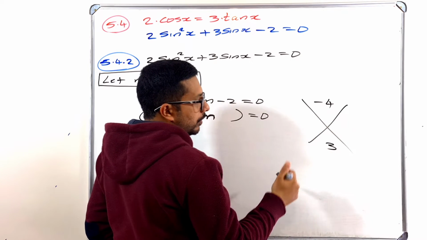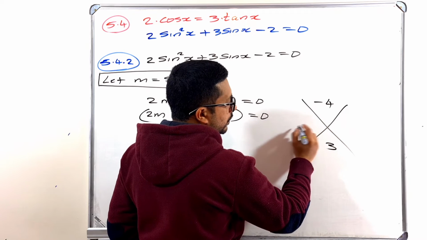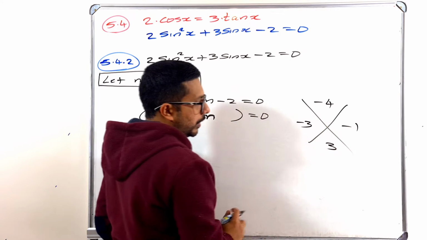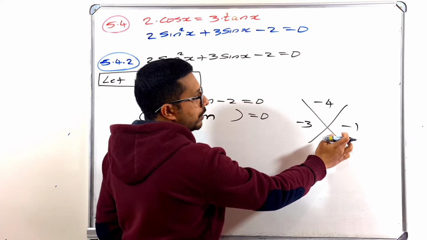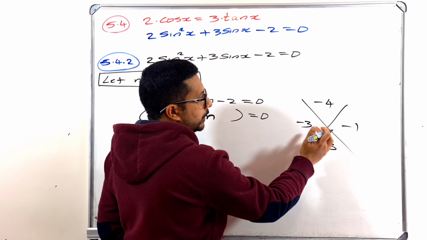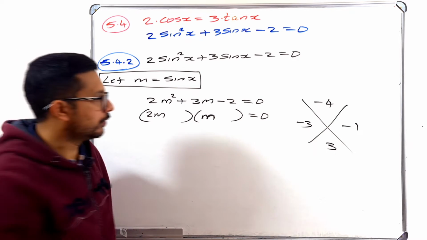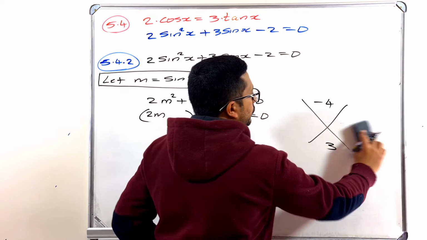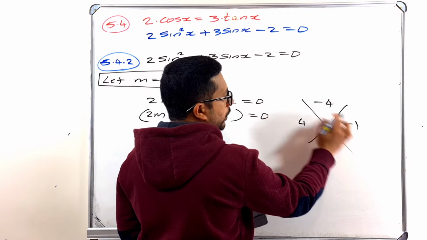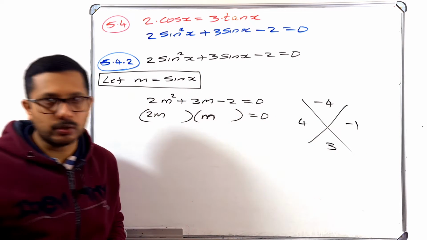What are the numbers? Minus 3 and minus 1? Am I right? Minus 3 times minus 1 is... sorry. 4 and minus 1. Is it not so? 4 times minus 1 is minus 4. 4 plus minus 1 is 3. Okay, not finished. Don't just take those two numbers.